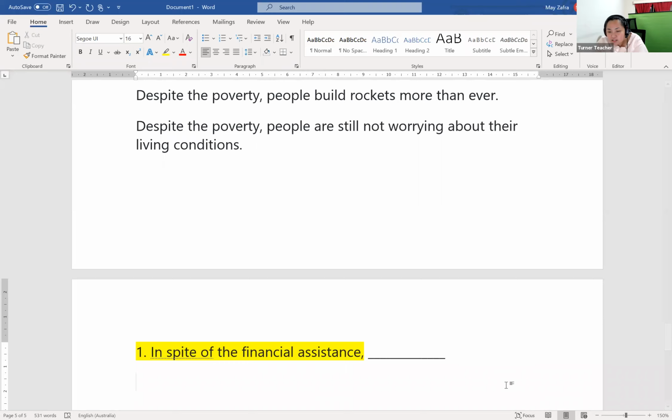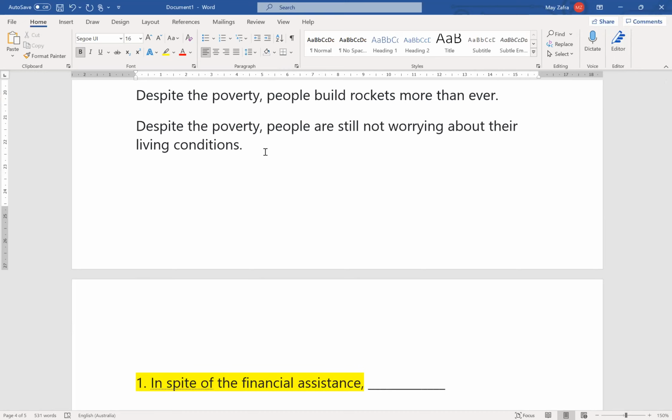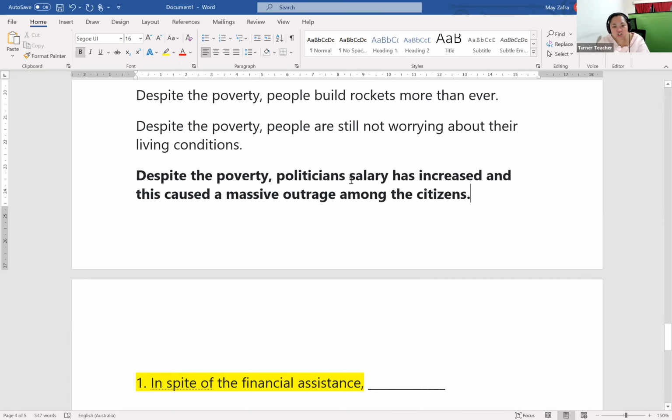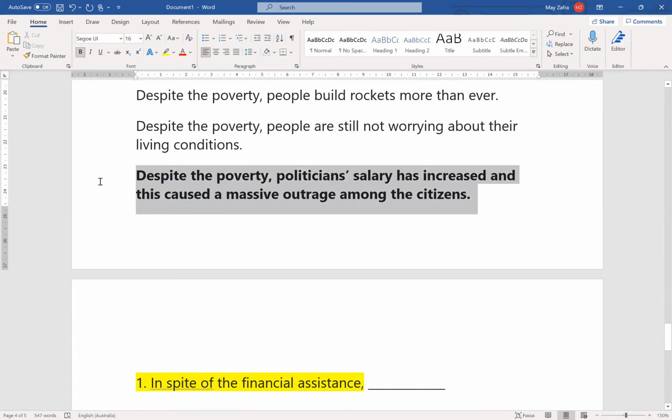Despite the poverty, politicians' salary has increased, and this caused a massive outrage among the citizens. Okay, so the politicians has got to have an apostrophe because it is a possessive. Okay, Miss Mo, sure. So it has to be politicians, with the apostrophe S. Yes, correct, possessive. Alright.